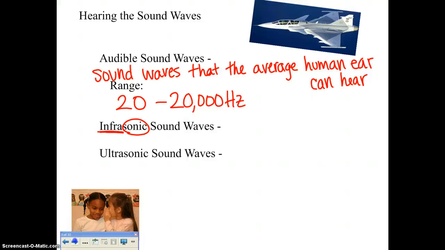So what do you think ultrasonic means? Well, ultra means after, right? Well, what's the last color in Roy G. Biv? Violet, hence it's called ultraviolet rays, UV rays. Science makes so much sense.